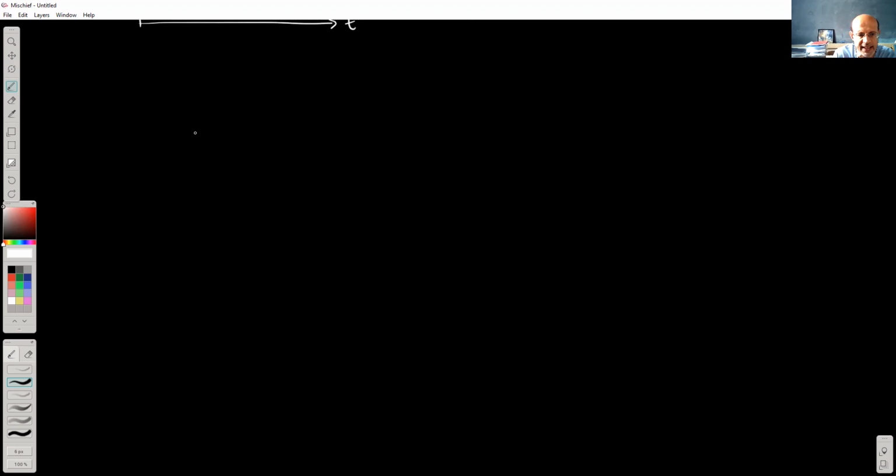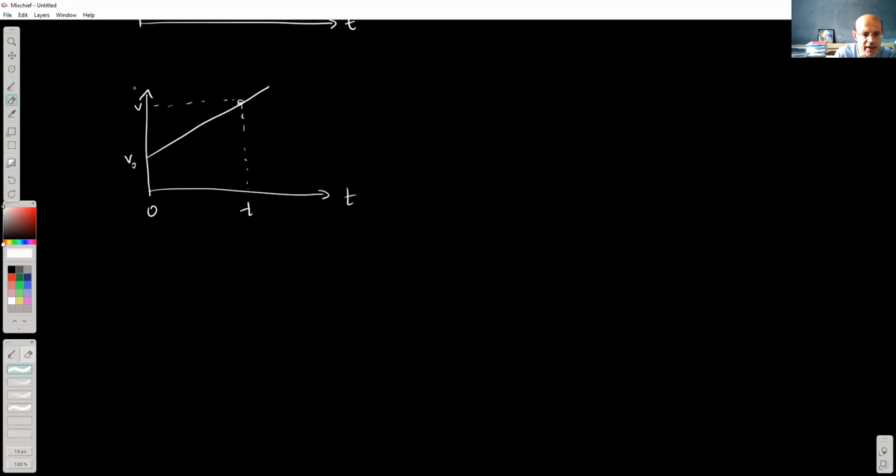So let me redraw this again. This is the velocity versus time graph. So it's like that. And that's the time t, that's the time 0, so that's v0. And that's basically the final time in here. All right, let me write this somewhere in here. This is the final velocity. So that's the initial one. All right, let me write it down like that, okay?